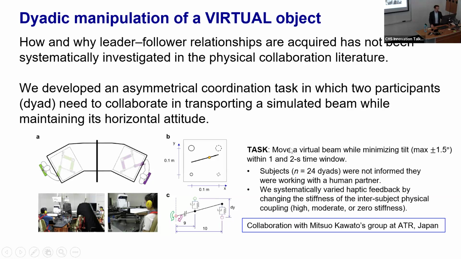Again, they were not informed. To make the task engaging, we had temporal and spatial constraints, meaning that if you tilted more than plus or minus 1.5 degrees, you have to redo the trial. And so we count how many trials it takes you to get proficient. But you also need to finish it between 1 and 2 seconds. If you go too fast, it's not valid. If you go too slow, it's not valid. So it takes quite a while to get to the groove.